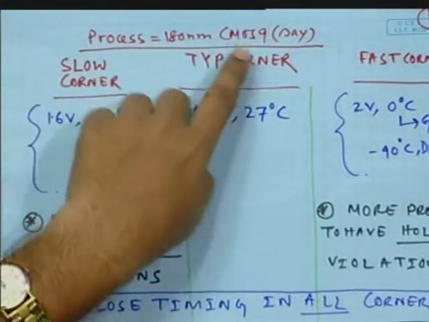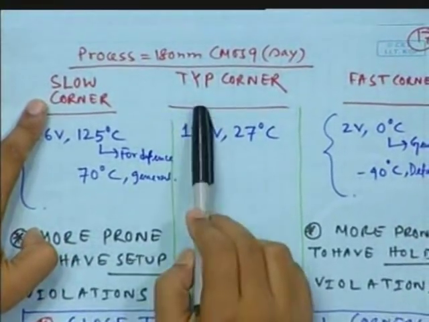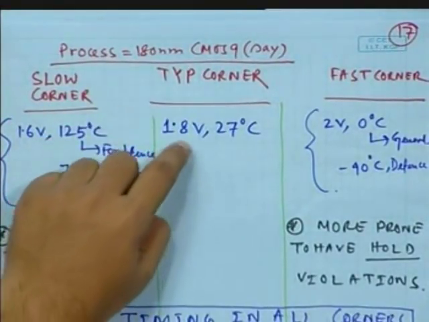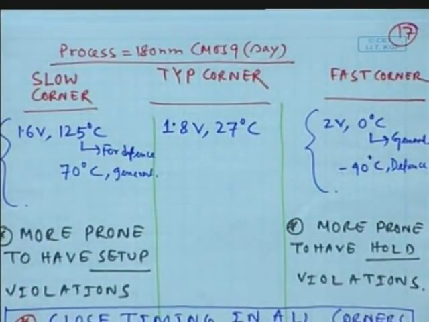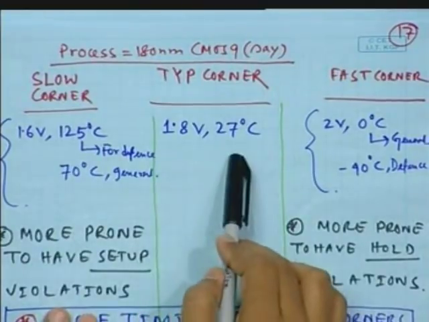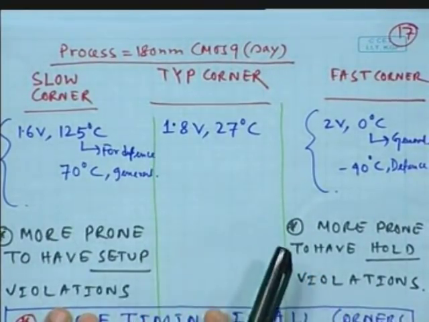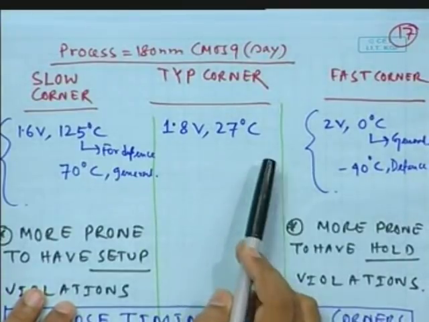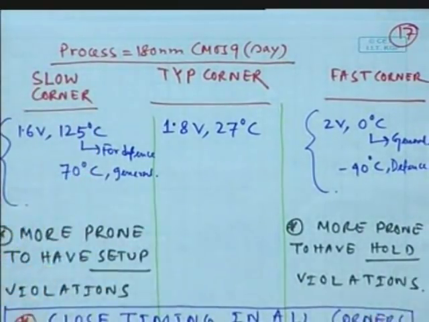So say process is 180 nanometer technology CMOS 9, say slow corner, typical corner, fast corner. Okay, the operating voltage is 1.8 volt, 27 degree centigrade. This is my room temperature. So this is my typical corner. Most of the time the chip will be working in this, but this may not be the case. The chip has to operate in a large span of temperature and a large span of voltage. Why temperature? Say for defense application, you may go to some other point. Or the chip becomes very hot because of a lot of power consumption, so it has to operate at that temperature. Or you may go to say Kashmir, right? There also it has to operate. So might be 0 degree centigrade. So in all these corners you have to analyze the timing and close the timing.